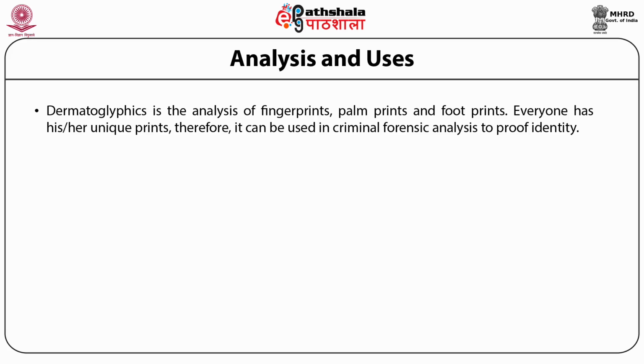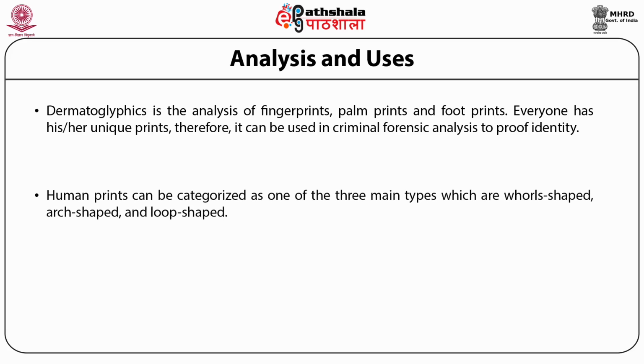Many scientists believe that dermatoglyphics is the reflection of the DNA genes in the human body, shown in appearance. Although everyone has different prints, certain patterns can be found in our prints. The distribution of prints is considered to represent the proportion and distribution of brain cells in each of the brain lobes. Human prints can be categorized as one of three main types, which are whorl-shaped, arch-shaped, and loop-shaped.